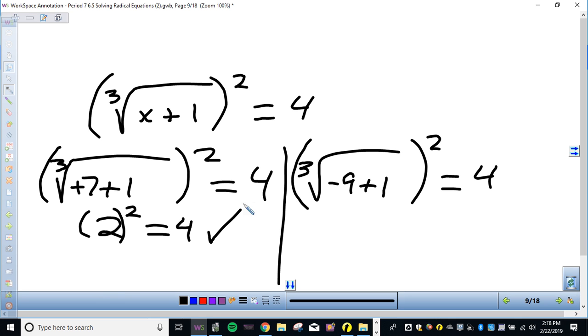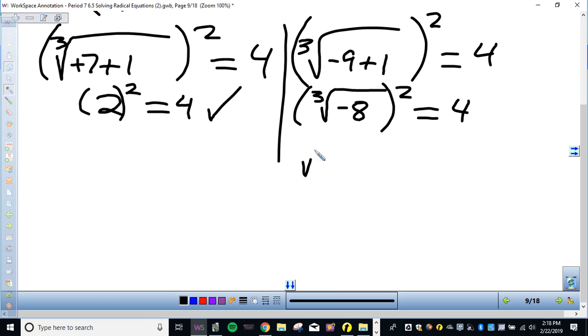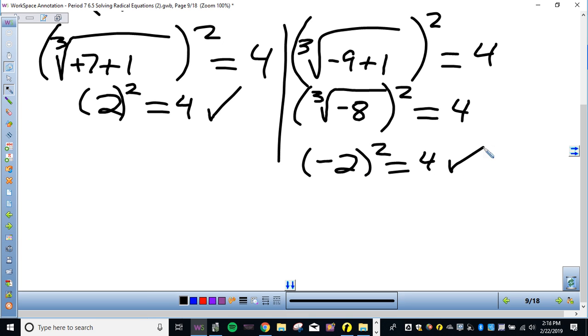On this equation on the right, we end up with the cube root of negative 8 squared. So the cube root of negative 8 is negative 2. And negative 2 squared is positive 4. So in this problem, both of the answers work.